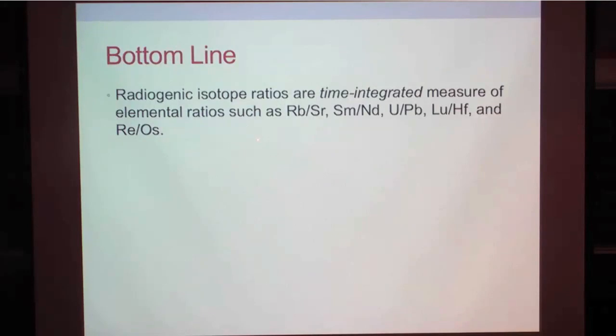Okay, bottom line, radiogenic isotopes are time-integrated measures of elemental ratios such as rubidium-strontium, samarium-neodymium, uranium-lead, lutetium-hafnium, rhenium-osmium. And these ratios change as a result of processes occurring in the Earth, and the ratios are sensitive to different processes.